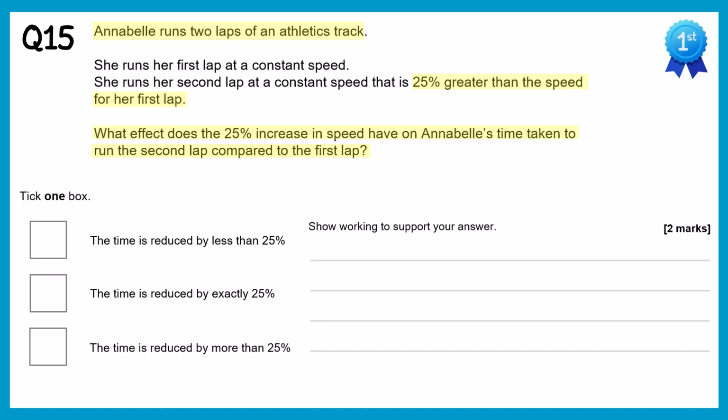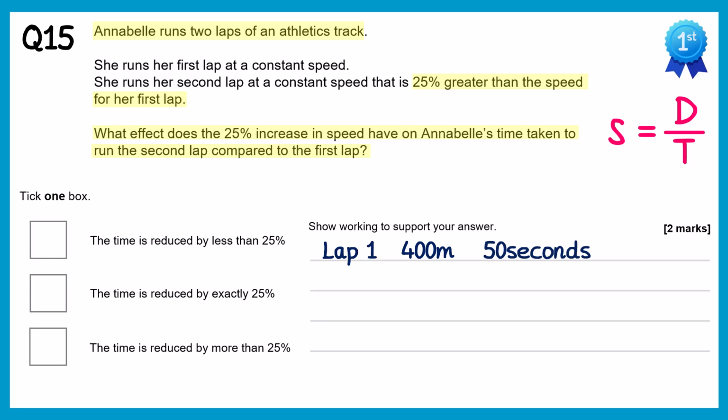In this question, we're going to use the formula speed equals distance divided by time. There are a few different ways of approaching this question. One way is just to assign some numbers. So let's imagine that the first lap is a distance of 400 meters. And let's say that Annabelle runs this in 50 seconds. We can work out her average speed here by doing distance divided by time. 400 meters divided by 50 seconds gives you 8 meters per second.